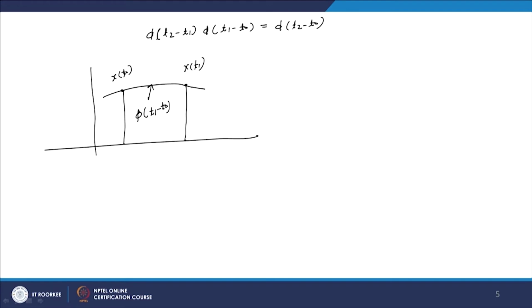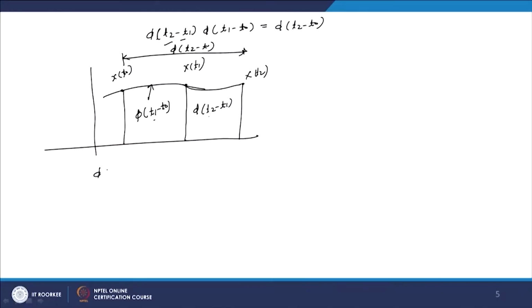Then the same state, now we take x of t2. Here also the state has been transformed from x of t1 to x of t2, so it has been represented by phi of t2 minus t1. Now you just see this: phi of t2 minus t1 times phi of t1 minus t0 equals phi of t2 minus t0, that is this particular portion. Now we have to prove this part mathematically.